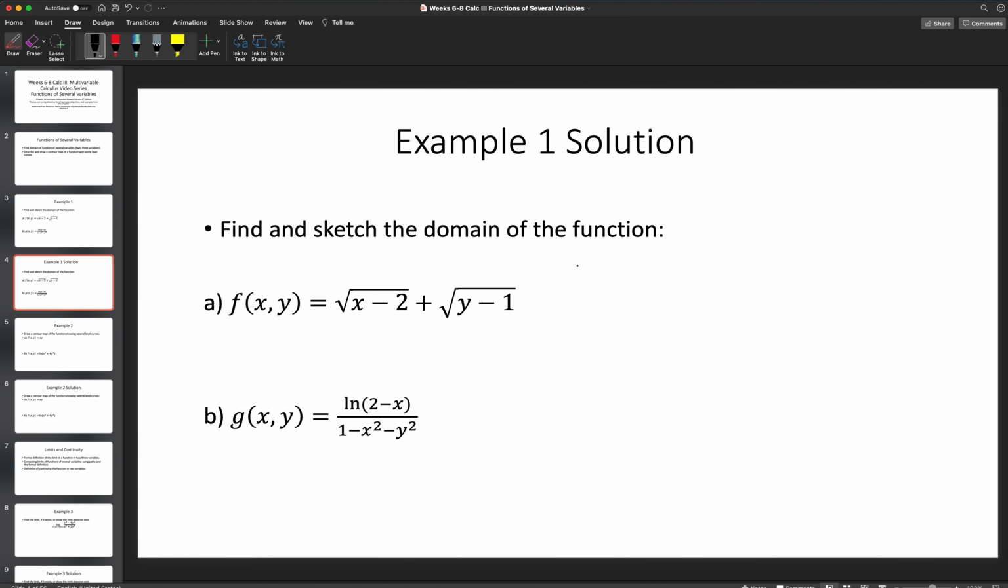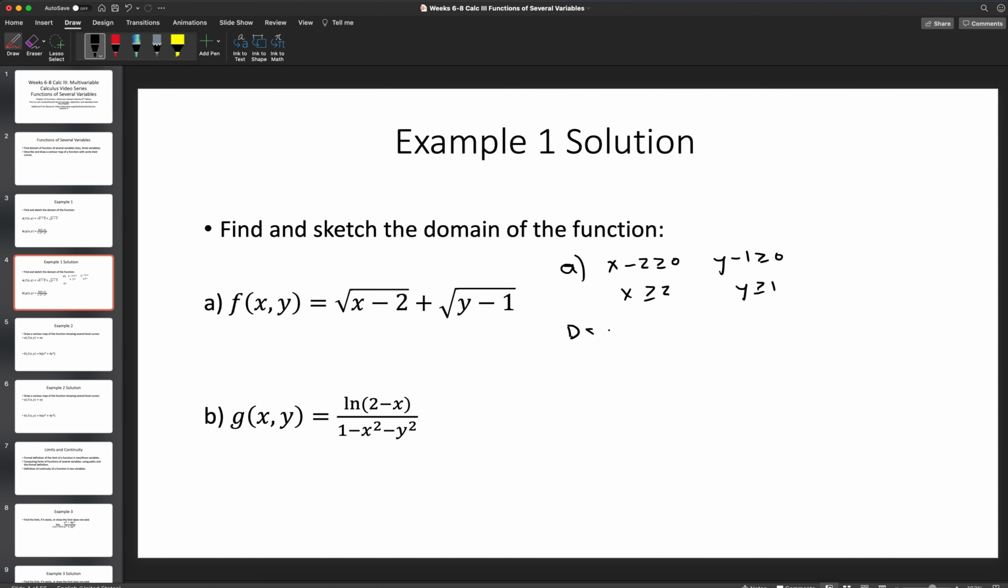So first we find the domain D. Now for the first function, f, we're looking at two square root functions. Square root is only defined when x minus 2 is greater than or equal to 0, and when y minus 1 is greater than or equal to 0. So we solve for x there. We see x has to be greater than or equal to 2, and y must be greater than or equal to 1.